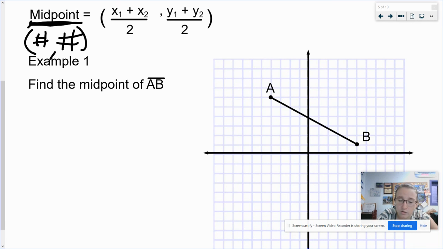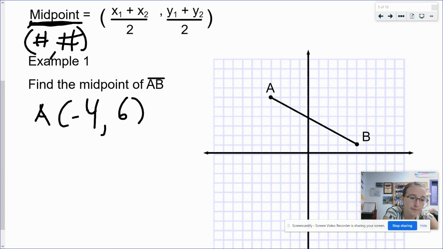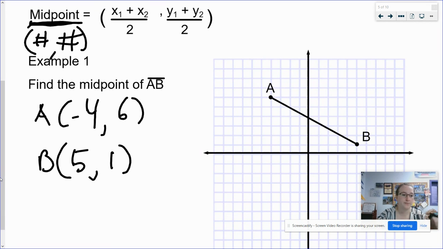So the first thing we need to do is to find, well, what is A? What's B? So A is negative, because I'm going left, 1, 2, 3, 4. So negative 4, that's my X. And then up 1, 2, 3, 4, 5, 6. Positive because I went up. B we have positive because I'm going right, 1, 2, 3, 4, 5. And positive because I'm going up 1. So here are my points.